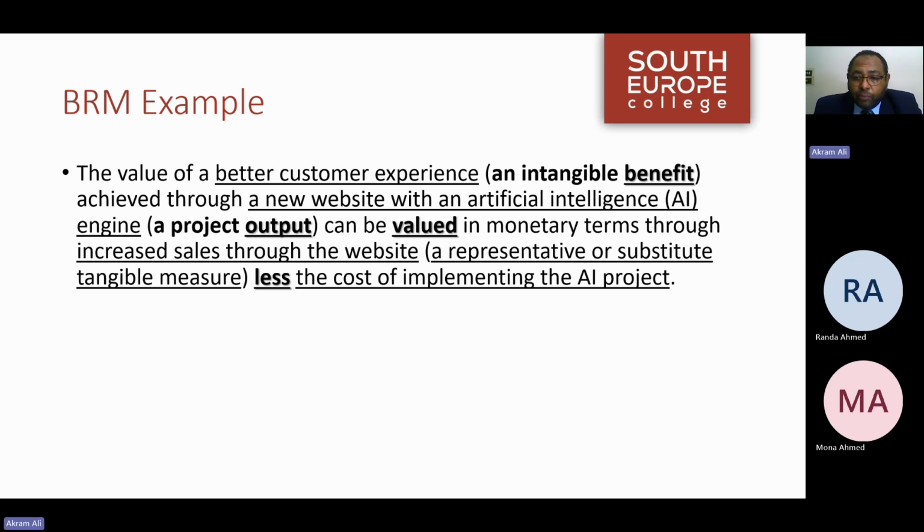So once again, we have a project of a website. We already have our website, but we added an AI engine to the website, and the addition of this engine resulted in increased sales. The increase in sales can be evaluated in monetary terms to define the intangible benefit of a better customer experience.